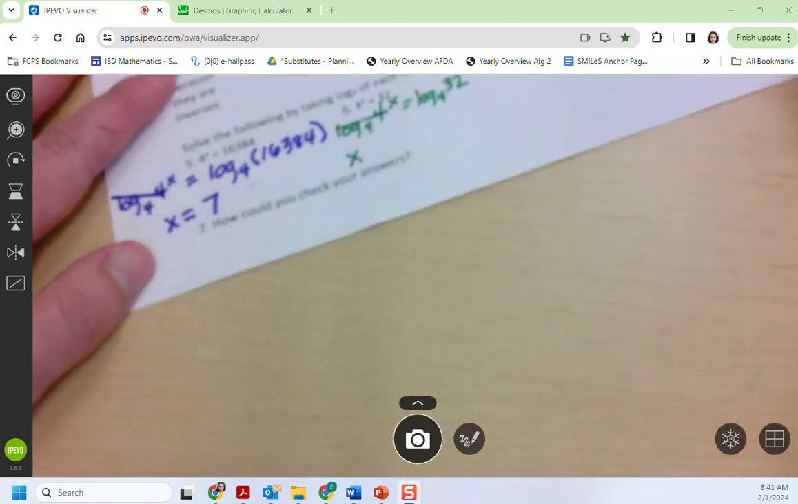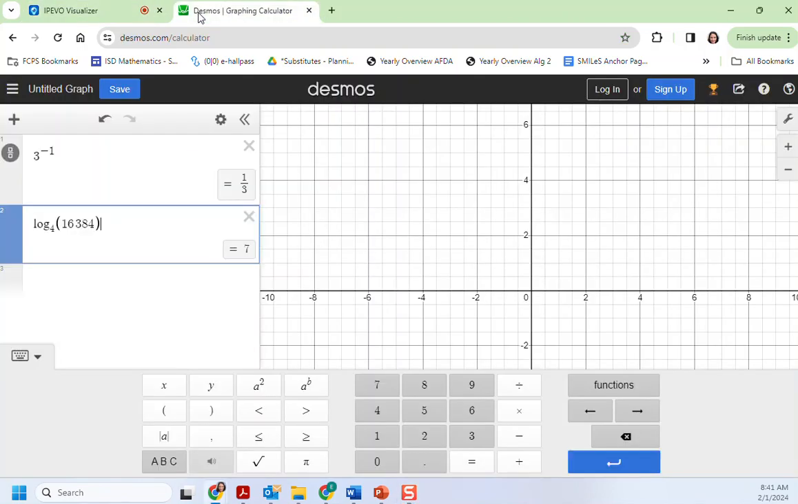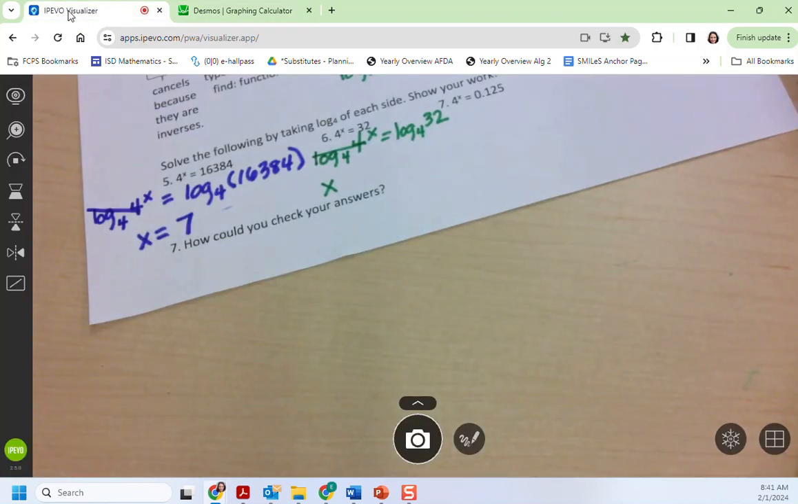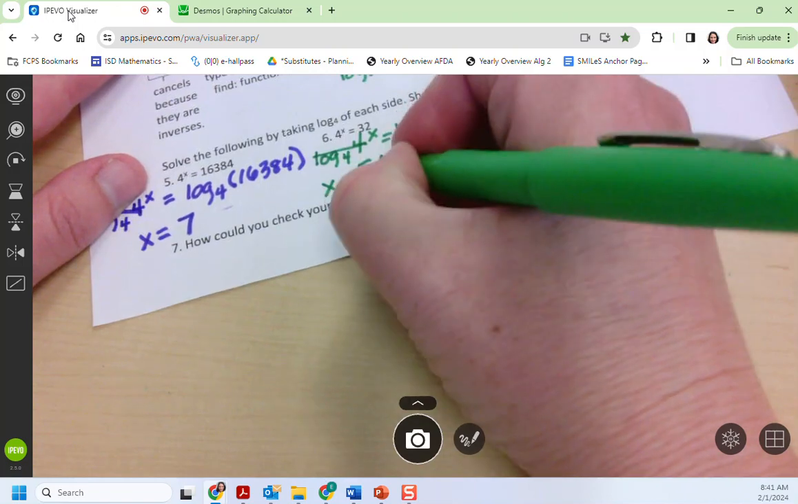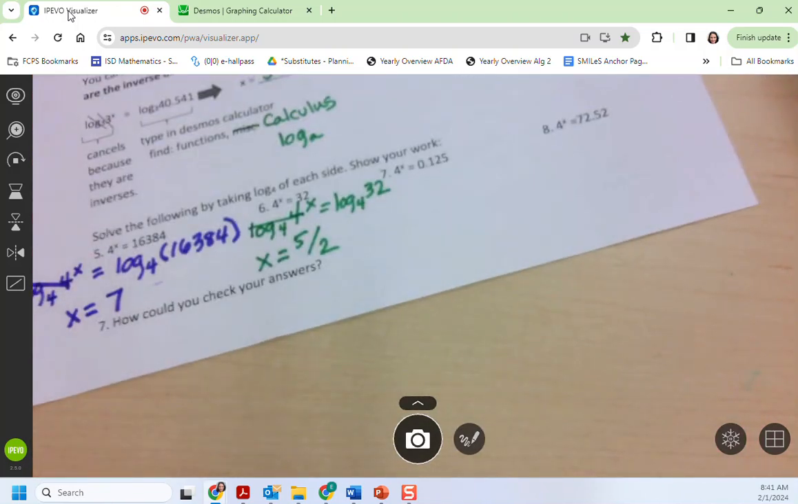All right, so I did log base 4 on both sides, and then I'm going to type this in. And I got 2.5, and I would prefer to write that as a fraction. So over here, I want you to choose the fraction and make it 5/2. So x equals, just write equals 5/2 after it. All right, do 7 and 8 right now.